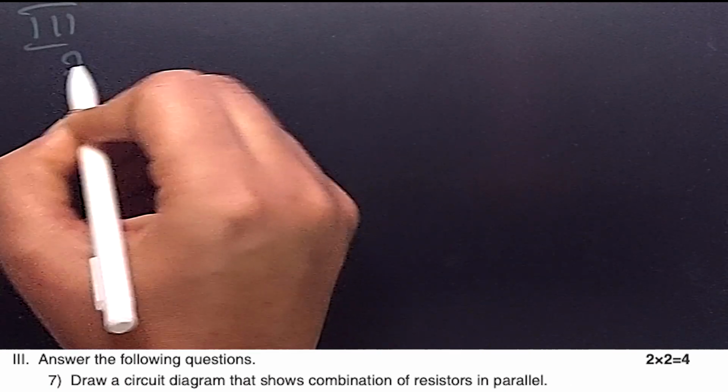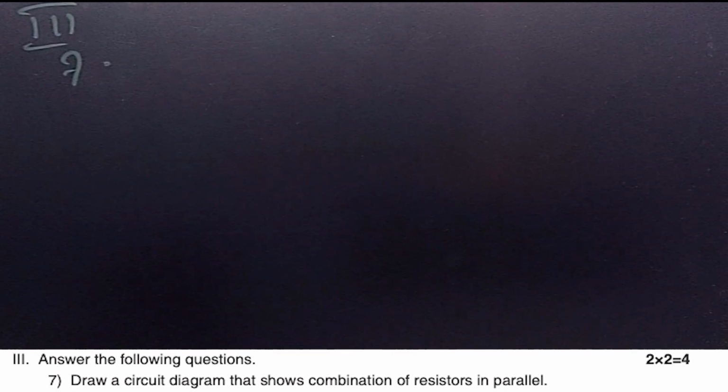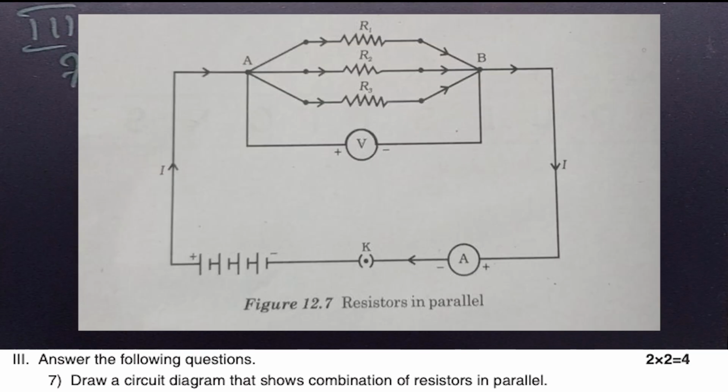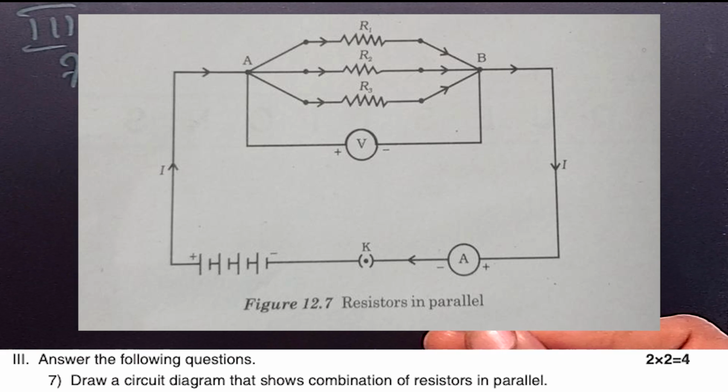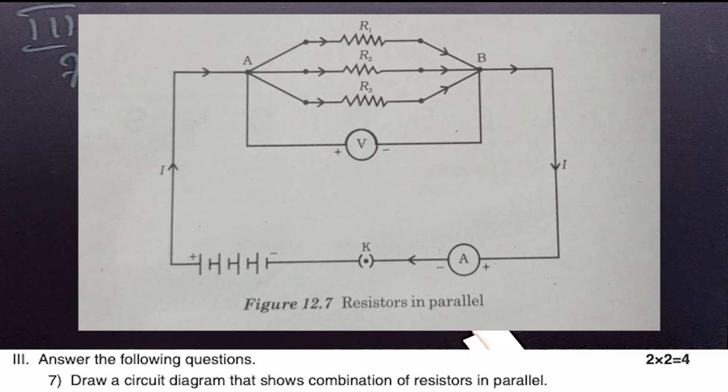Seventh question. Draw a circuit diagram that shows the combination of resistors in parallel. We have a detailed explanation about the series and parallel circuit in our channel. You can just have a look for the detailed explanation. This is a circuit diagram that shows the combination of resistors that are connected in parallel. We have taken an example of 3 resistors that are connected in parallel.